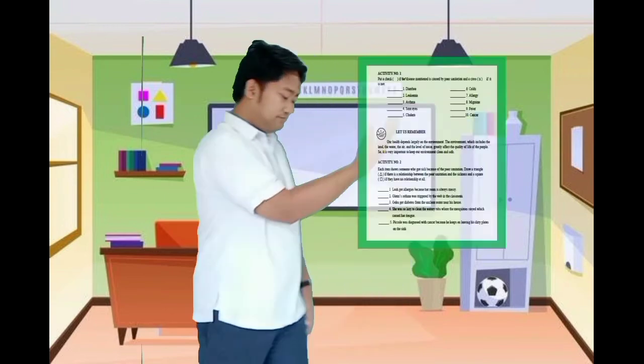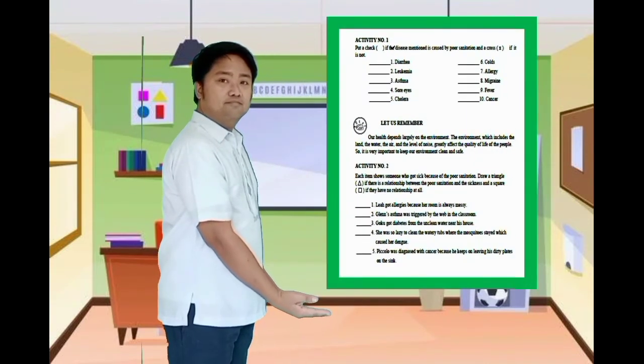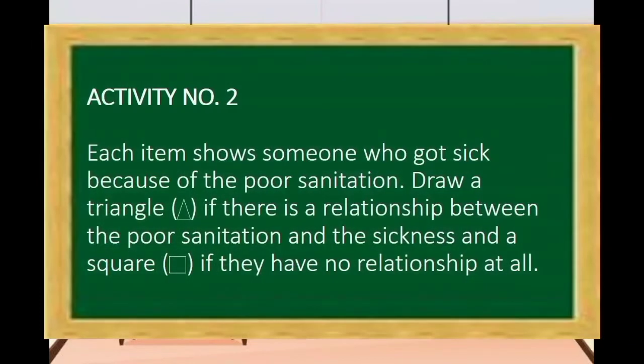Here's activity number 2. For activity number 2, each item shows someone who got sick because of poor sanitation. Draw a triangle if there is a relationship between the poor sanitation and the sickness, and a square if they have no relationship at all. Now, it's your time to read the instruction.